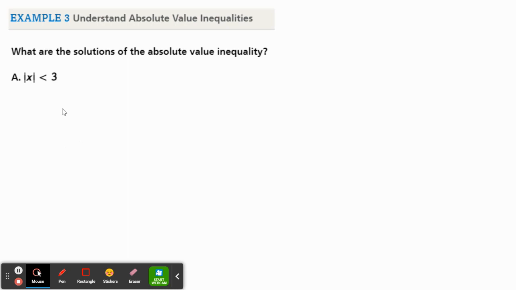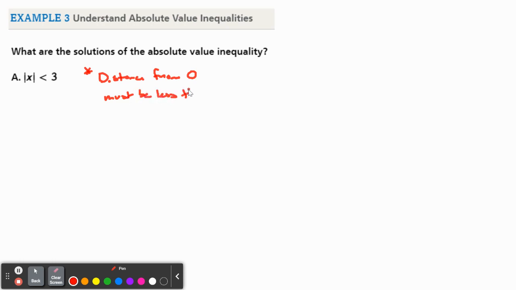So again, when you see this absolute value of x less than 3, what you need to think of is that whole distance from 0, except now the distance from 0 must be less than 3. So we're going to have to translate that into our solution set. So again, we're going to think of this as the distance from 0 must be less than 3.